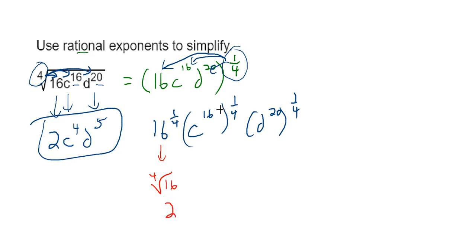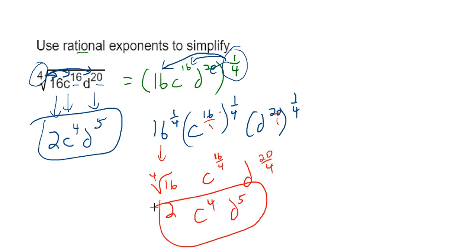And then here we'll just multiply these together because we have one power raised to another power. So think of this as 16 over 1. You're going to get c to the 16 over 4 power here, and the same thing here. You'll get d to the 20 over 4 power. And then you just reduce those fractions in each case. 16 divided by 4 is 4, 20 divided by 4 is 5, and it's the same answer.